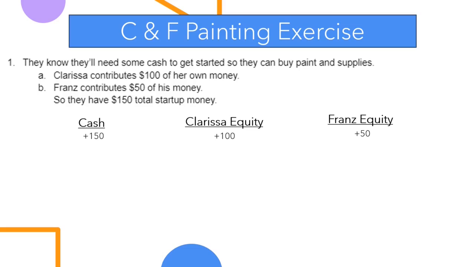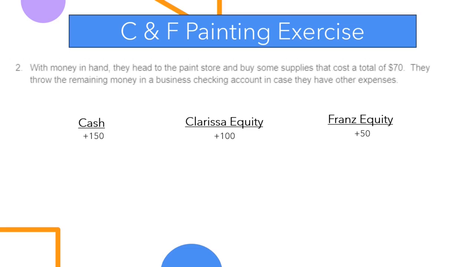The next transaction is that they buy some supplies, and these supplies cost $70. When they do that, cash is going to decrease by $70 because they're spending $70. Clarissa is going to be responsible for half of that if they're equal partners, and Franz is going to be responsible for the other half. So they're both going to decrease their equity by $35.